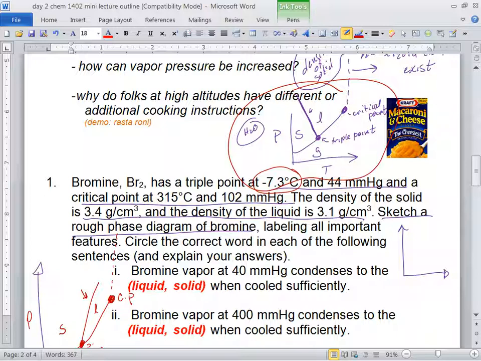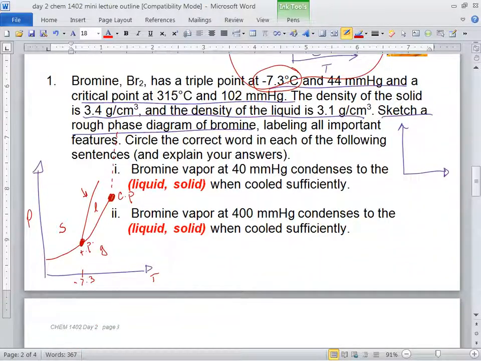And because ice floats, that line's going back, the freezing point line. Because the density of the solid is less than the density of the liquid. But it's really rare. So whenever you're asked to draw a phase diagram and it's not water, it's not going to look like that. It's almost always going to be going the other way. Okay, so that's why.